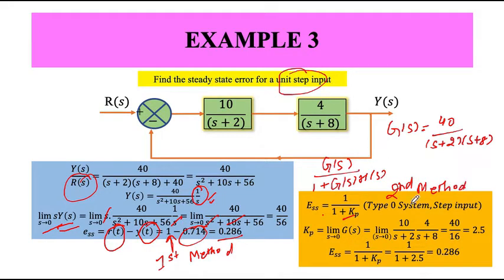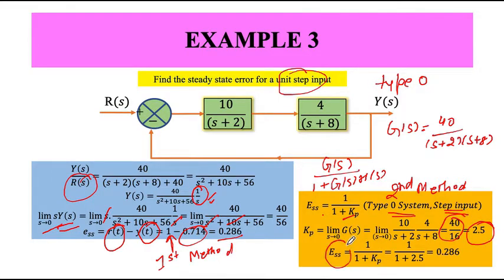Okay, since I now know how to calculate steady state error given the type system to be 0. Now this is my type 0 system and my input is step, right? So if I have this G(s), if you remember, I can calculate position error constant by using this formula. I'm putting the G(s) value, then I'm calculating limit s approaches 0. It is 40 by 16, that is 2.5.